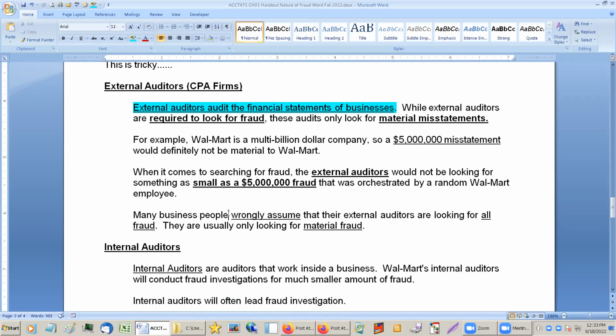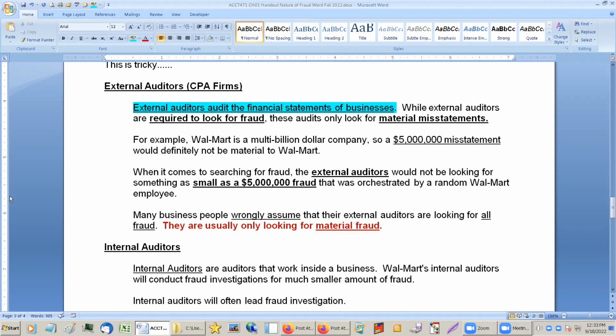And many businesses wrongly assume that they are. They think that they are looking for all fraud. They're not. They're only looking for material fraud. So it's very unlikely for external auditors to find fraud, because it has to be to such an extent that it shows up on the financial statements as material.